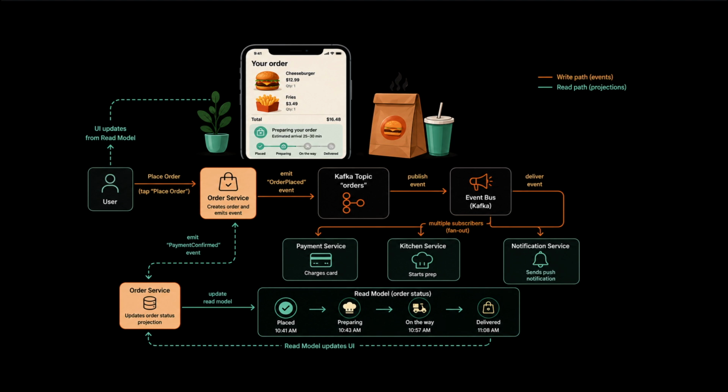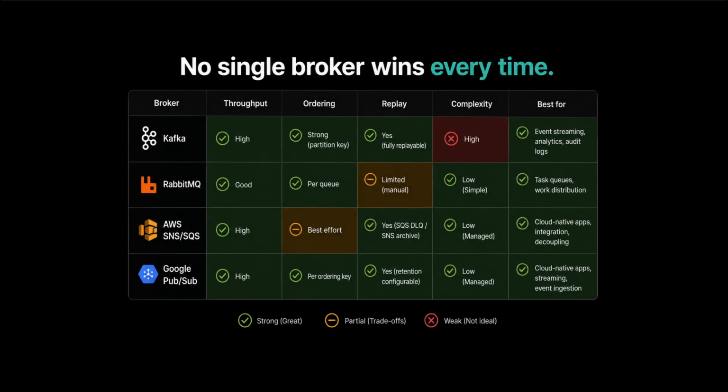Awesome. Now, how do you pick a message broker? Let's look at Kafka versus the alternatives. You've got a lot of choices here. Kafka is the gold standard for high throughput and event replay. It's basically a distributed, durable log, but it's also operationally complex, so you've got to be ready for that. RabbitMQ is a bit simpler and great for traditional task queues. AWS SNS and SQS are fully managed, so you're not running anything yourself, which is great for teams that want simplicity over control. Google Pub/Sub is similar for GCP.